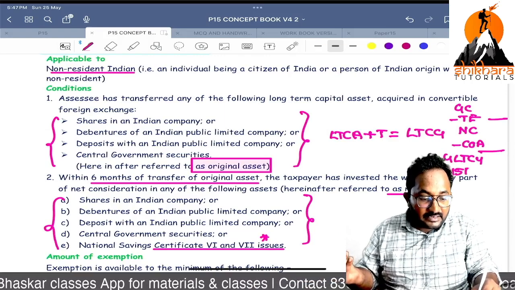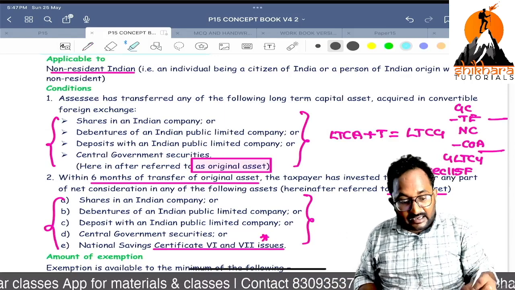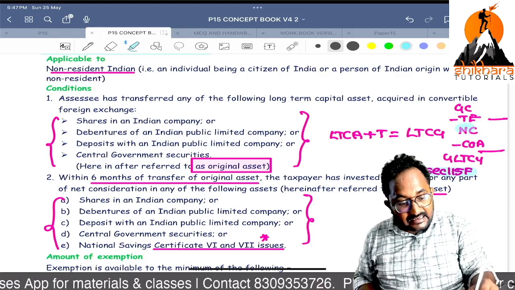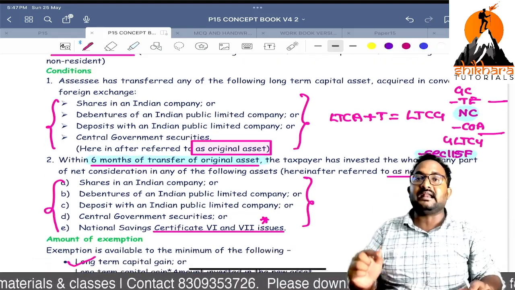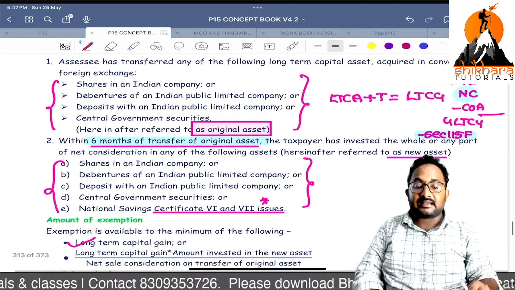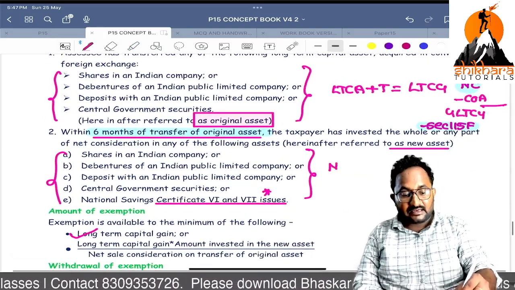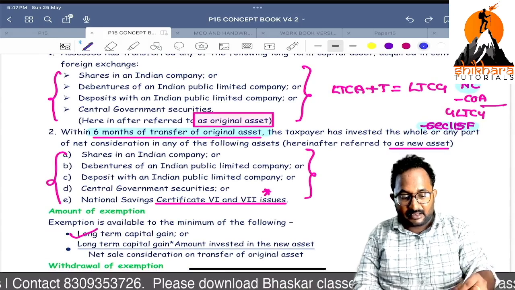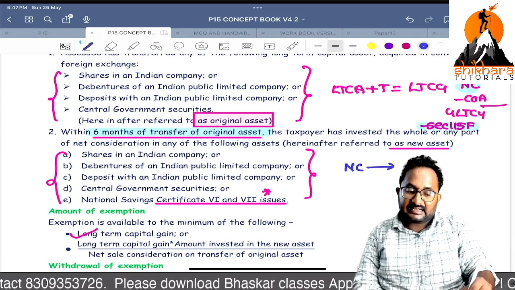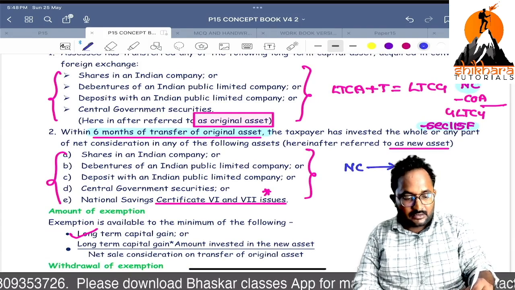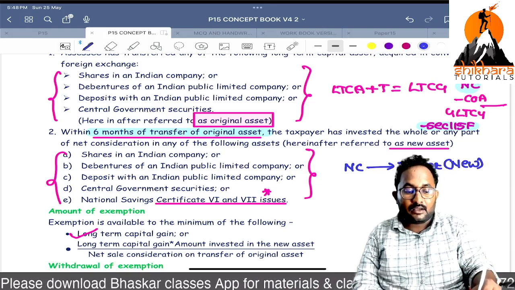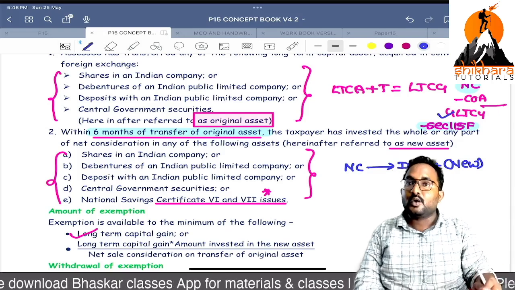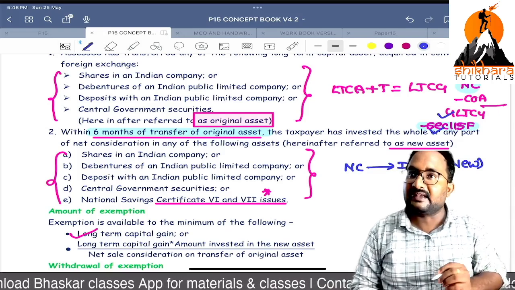From this we can reduce what, ma'am? Section 115F. If you invest the net consideration within 6 months in a foreign exchange asset again. But remember, if you invest the entire net consideration, ma'am, in which asset? The new asset. What exemption will you get, ma'am? 100% of this gross long-term capital gain will be exempt.